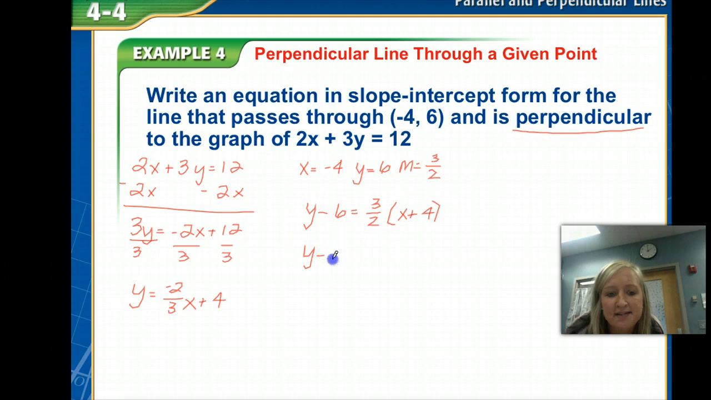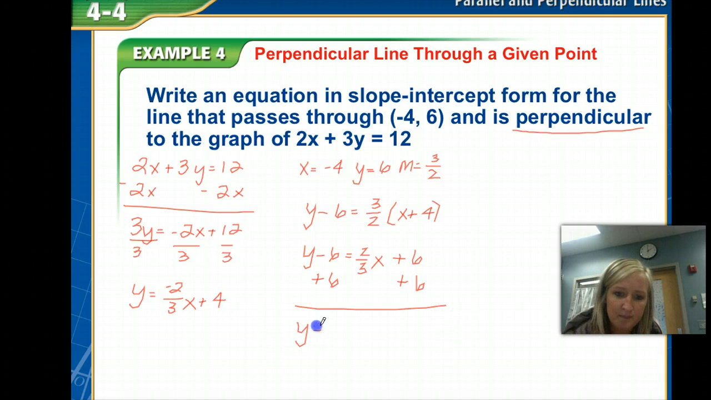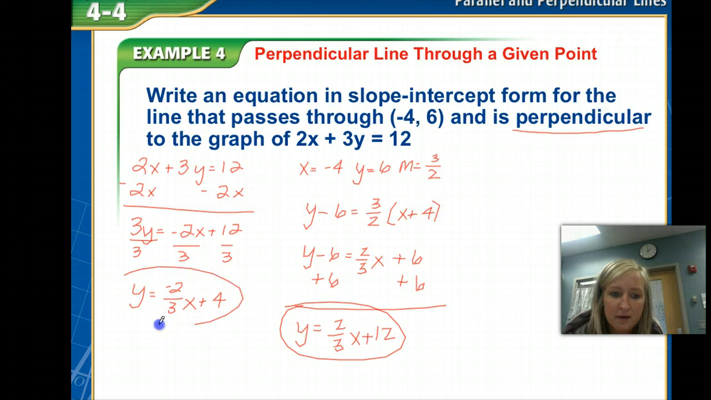I have y minus 6 equals 3/2 x, and then 3 times 4 is 12, divided by 2 is positive 6, and then my last step is to add 6 to both sides, and I get y to equal 3/2 x plus 12. So again, write an equation in slope-intercept form for the line that passes through. So this was my original line, and now this line passes through the point -4, 6, and is also perpendicular to my very first line.